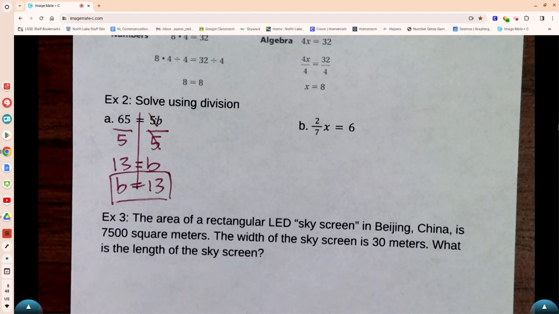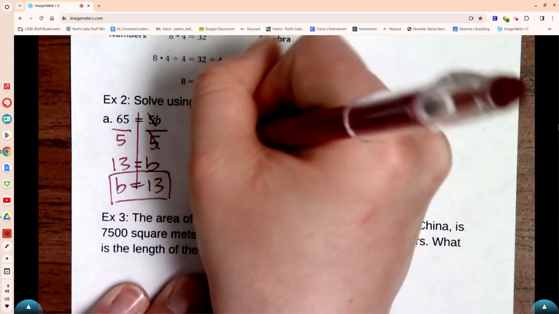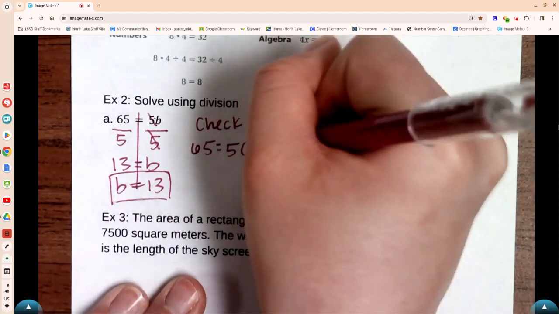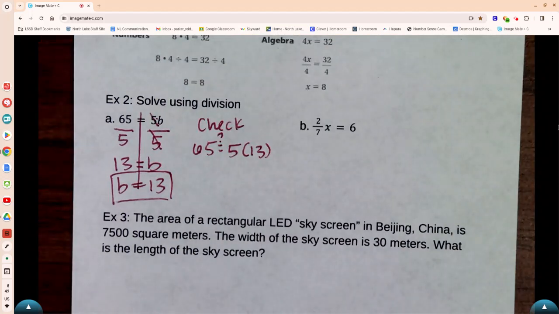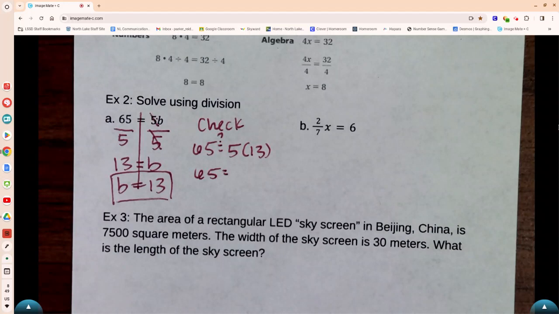And then I'm going to check it and make sure it's right. So I'm going to write down my equation, 65 equals 5b, but where the b is, I'm going to put a 13. And I'm going to put it in parentheses to make sure that I'm showing this means 5 times 13 and not 513. And then just like last time, I'm not just going to say, oh, yep, 65 equals 65, I'm good. I'm going to actually think about what 5 times 13 is. You can tell us what 5 times 13 is.